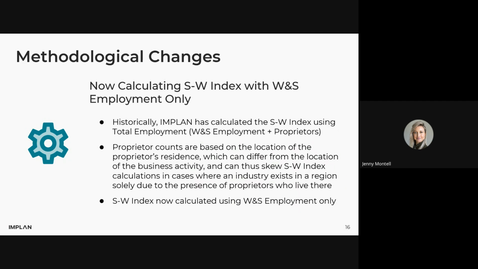So an owner of a business can live somewhere else, somewhere different than where the activity is happening. So this can skew the Shannon-Weaver index calculations in cases where an industry exists in a region only because proprietors live there. And so it makes comparisons across geographies kind of iffy. So we are now calculating the Shannon-Weaver index using wage and salary employment only, and that should improve comparisons over geographies.